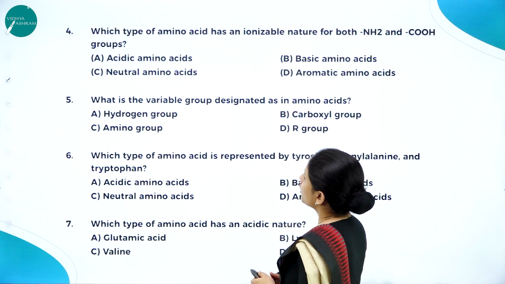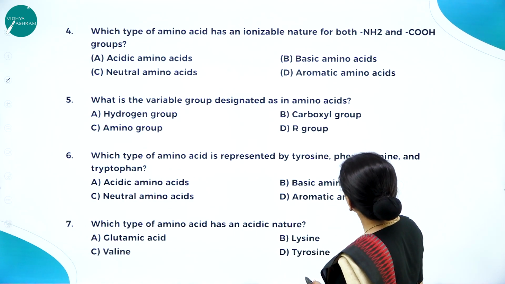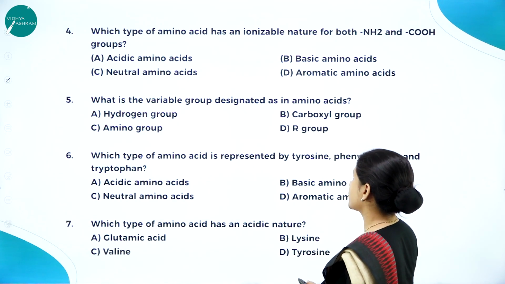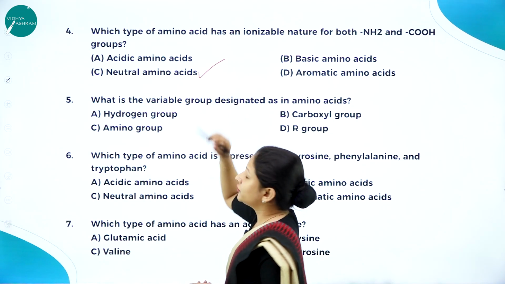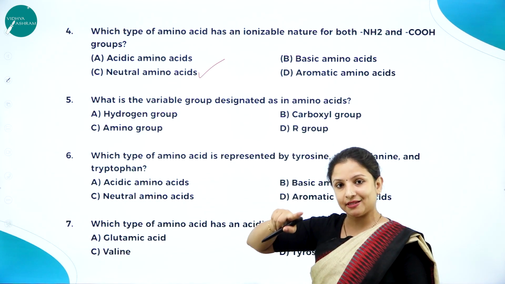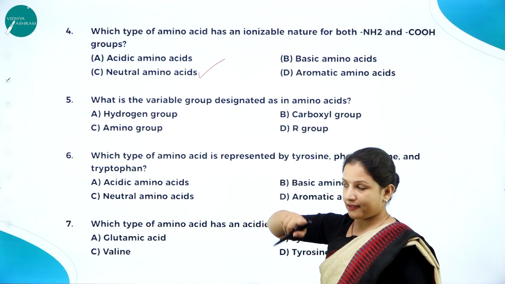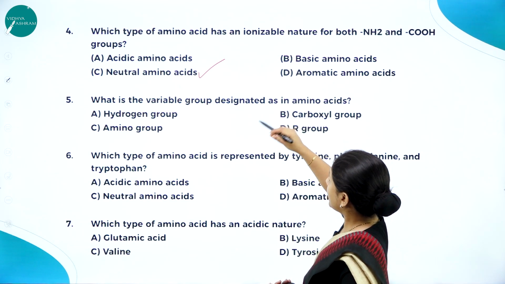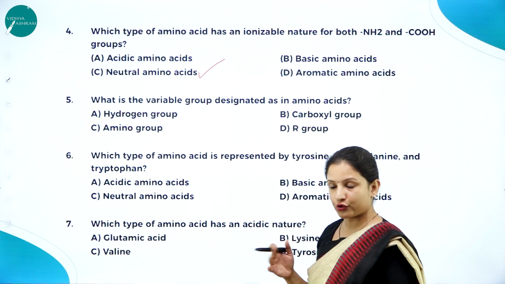So, next question, which type of amino acid has an ionizable nature for both NH2 and COOH groups? It is neutral amino acids. If you remember, Zwitter ion exists when the pH is neutral, that is 7. Therefore, they have an ionizable nature for both NH2 as well as COOH groups.